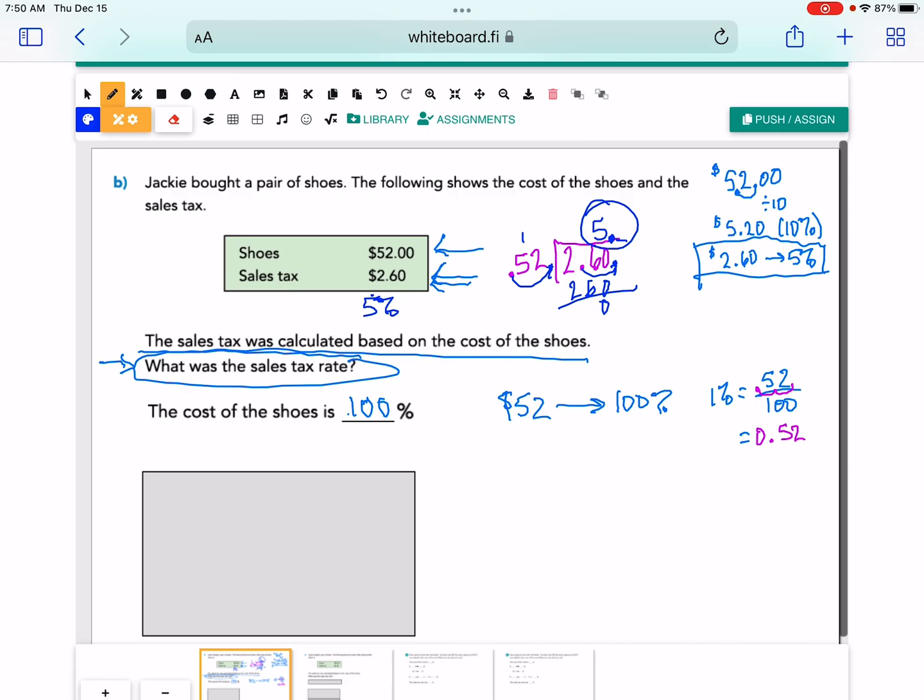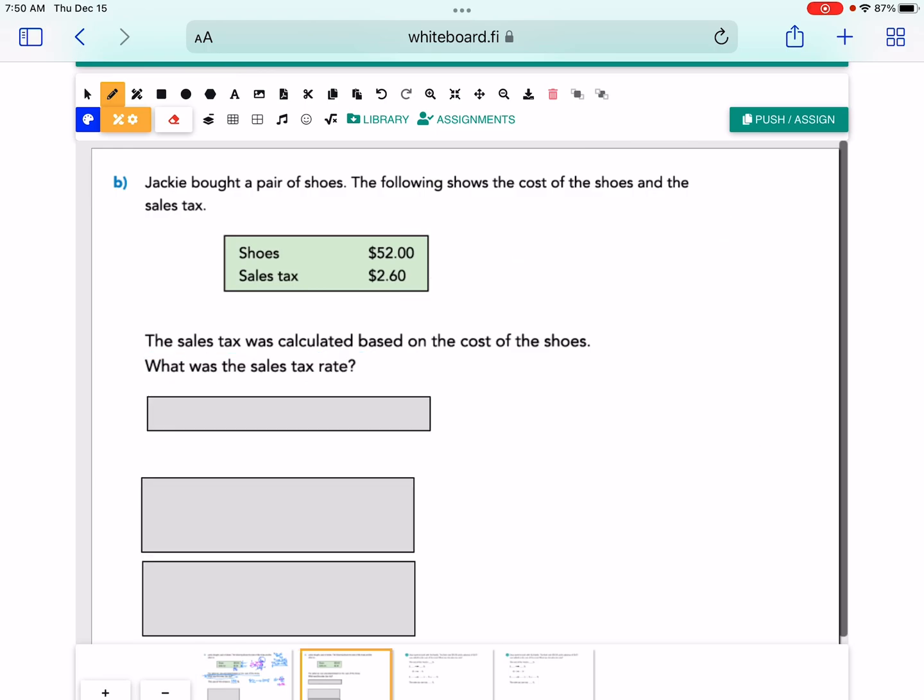In my mind, that's the easy way to do it. But that is not how the book shows you to do it, to find 1% and then divide your sales tax by 1% to find how many percents there are in it. And I don't know why your book doesn't teach it that way. It teaches it a different way. And so we're going to take a look at the way that's taught in the book, because maybe under some circumstances, it might be easier to figure it out that way. So let's take a look.